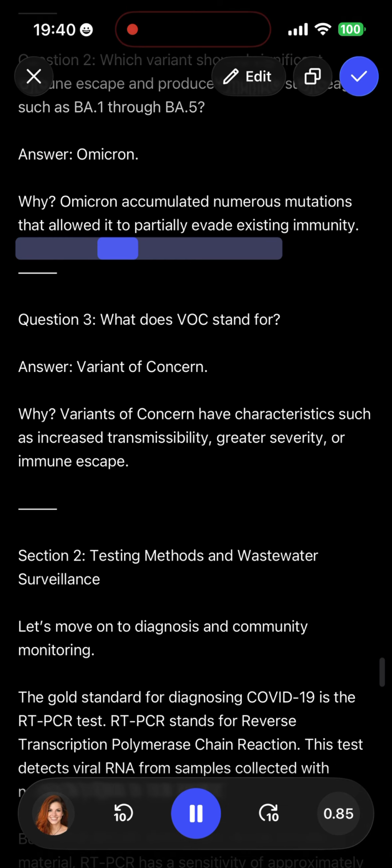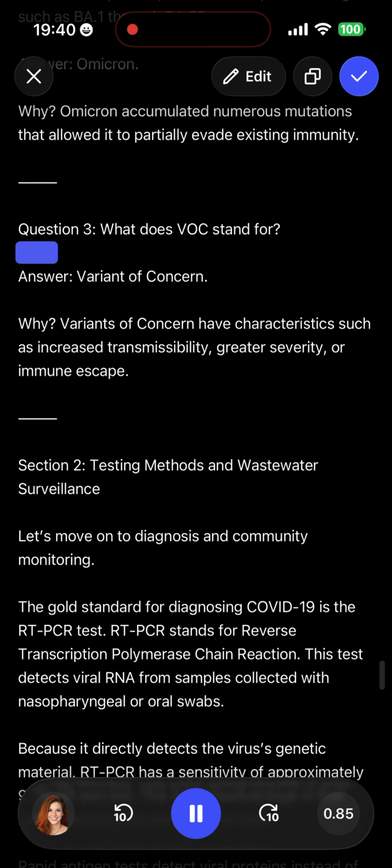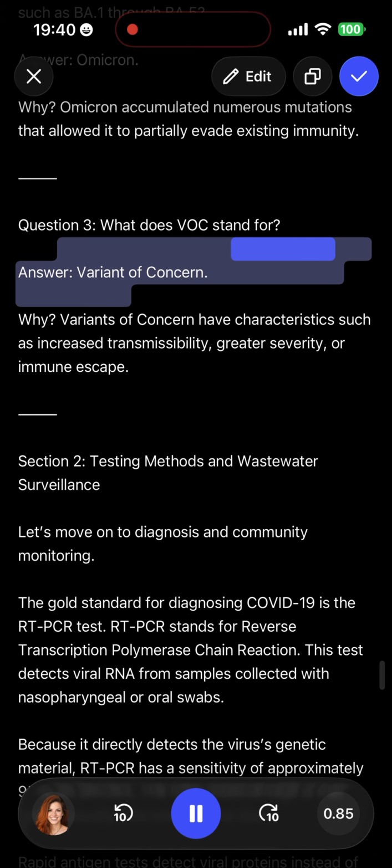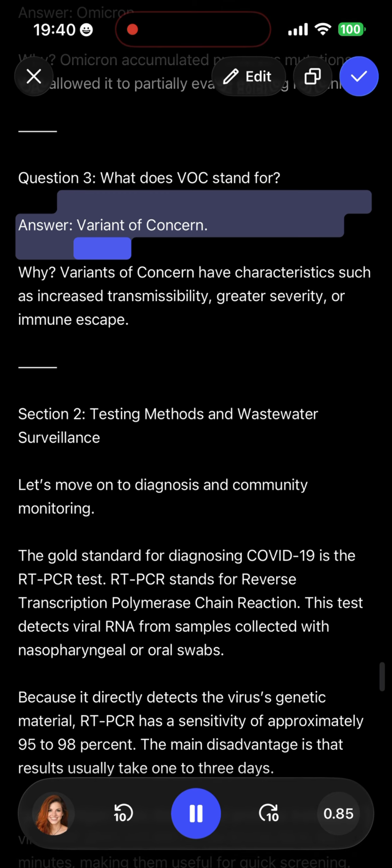Question 3. What does VOC stand for? Answer: Variant of Concern. Why? Variants of concern have characteristics such as increased transmissibility, greater severity, or immune escape.